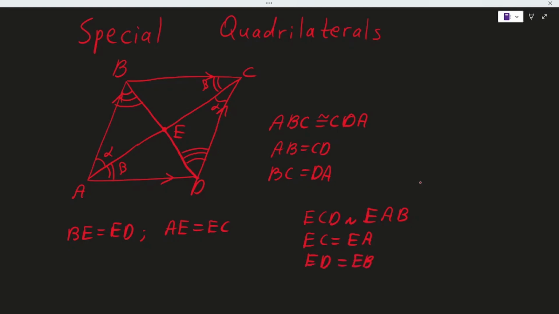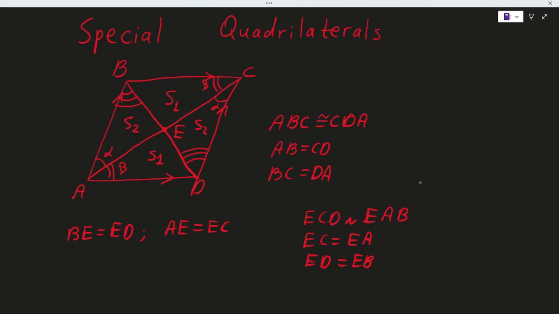Next lemma about parallelogram is that all triangles made up by the diagonal intersections will have equal area. So area of BEC equals area of ABE equals area of AED and equals area of ECD. It's clear that if this one is S1, AED will also be S1 because they are congruent triangles. And let's assume that these two triangles are S2 and S2.